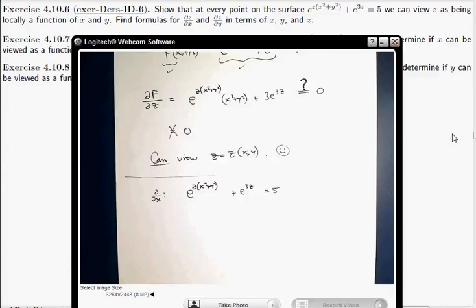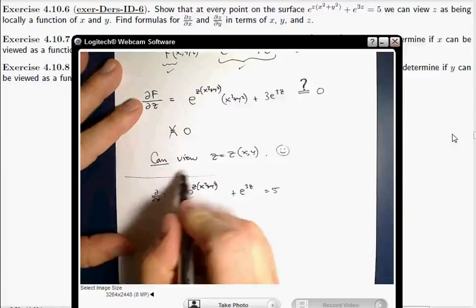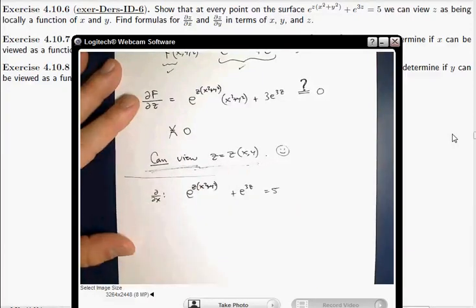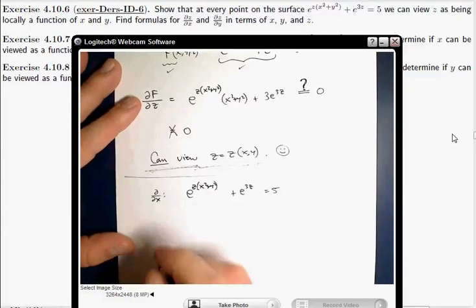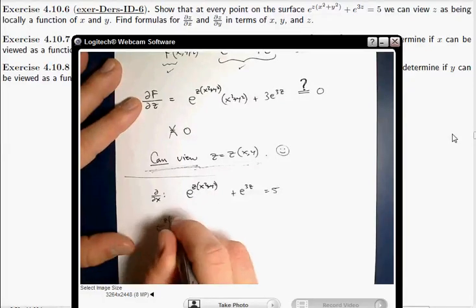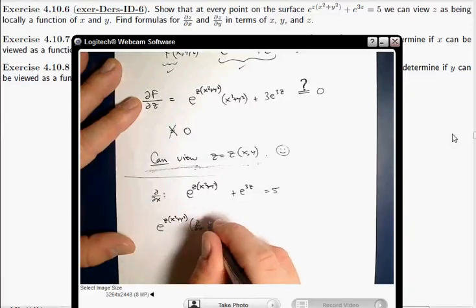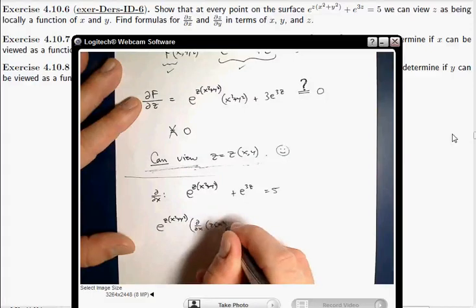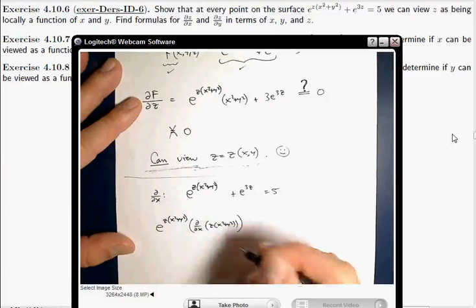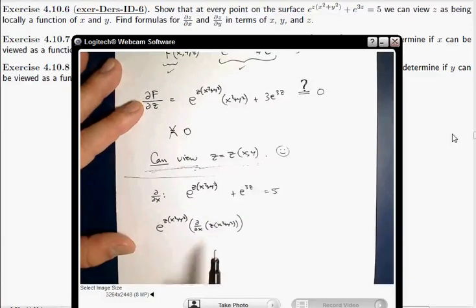Now be very careful when you do this, because we are now viewing z as a function of x and y. So when we take the x partial of this, we're going to have the exponential, and now I have to multiply by the partial with respect to x of z times x squared plus y squared. This is where we have to be careful, and of course there's another term over there. But what is the partial with respect to x of this? Well, z is a function of x and y, and x squared plus y squared is also a function of x and y. So I have a product here, so I've got to use the product rule.